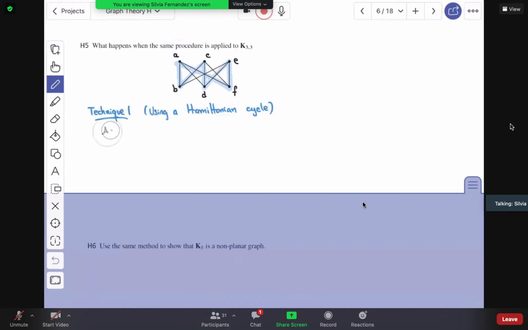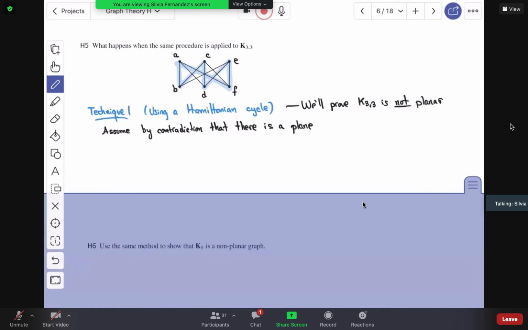So we'll prove K33 is not planar. We say, assume by contradiction that there is a plane drawing or diagram of K33. So this is going to be my plane drawing.